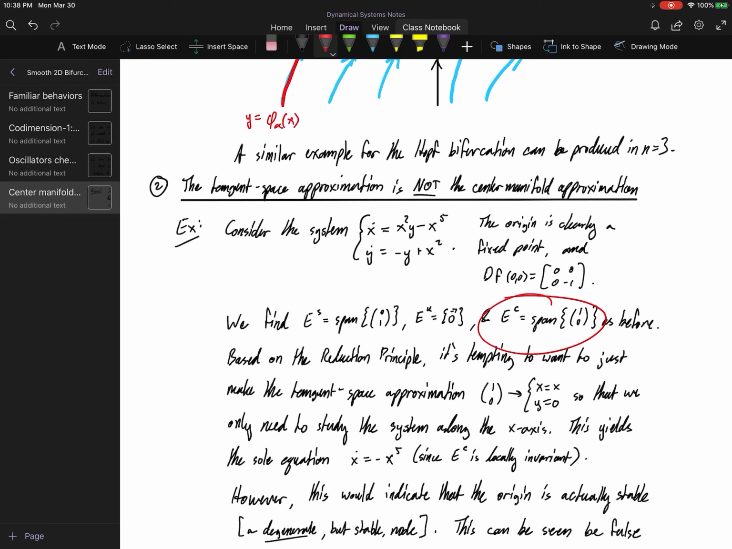So the tangent space approximation is going to be our eigenspace approximation, right? So tangent space, remember, that's exactly what we're doing with the eigenspaces. This is a linearization of the local center manifold.